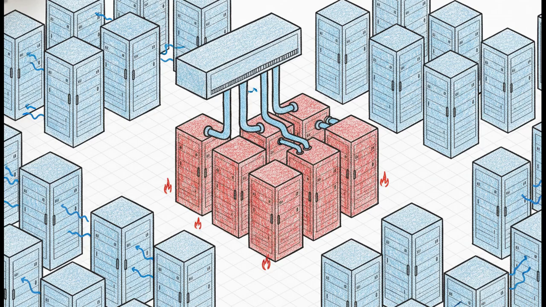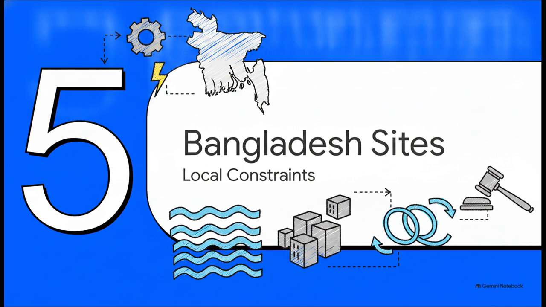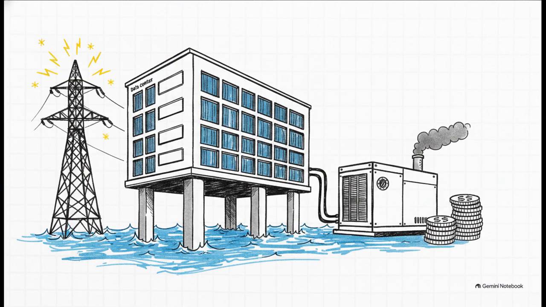And for our final study block, Section 5, Bangladesh sites. Let's look at local constraints. Analyzing the local engineering realities in Bangladesh reveals several unique constraints. First, the region has a high vulnerability to monsoon floods.